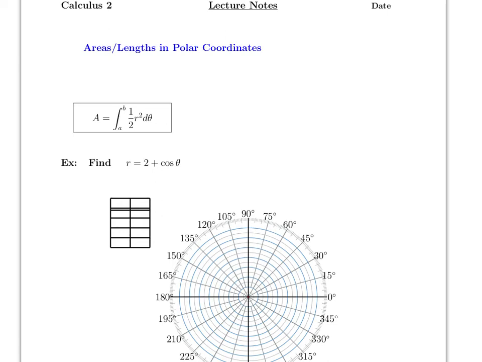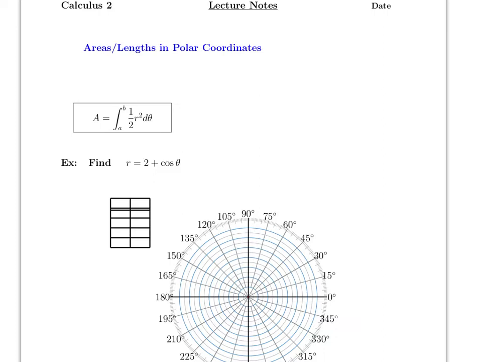Hello everyone, this video covers section 10.4. The topics covered are how to find the area and arc length in polar coordinates. We did this already in Cartesian coordinates and also in parametric coordinates. Now we're just gonna do it using polar coordinates.